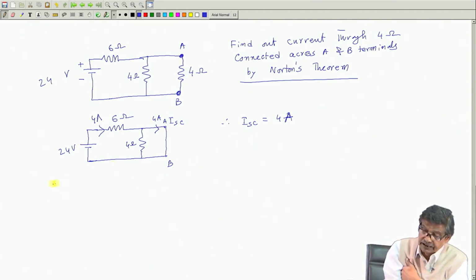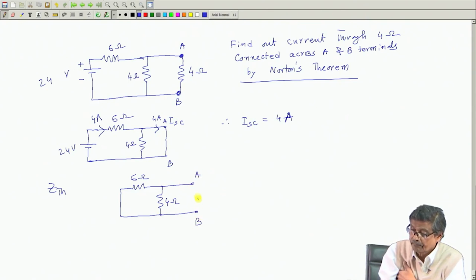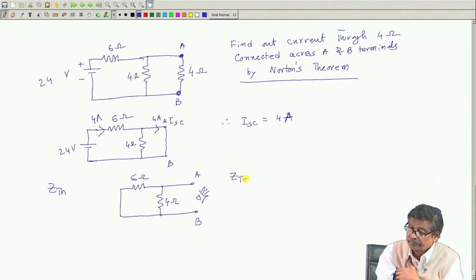Then find out Z Thevenin's. So, to find out Z Thevenin's, what you have to do is this: 6 ohm, this is 4 ohm, all internal sources should be replaced by short circuit. So, 24 volt goes there, this is A and B. With 4 ohm removed, this load impedance removed, you find out Z Thevenin's, which in this case is 6 into 4 by 10, that is 2.4 ohm.